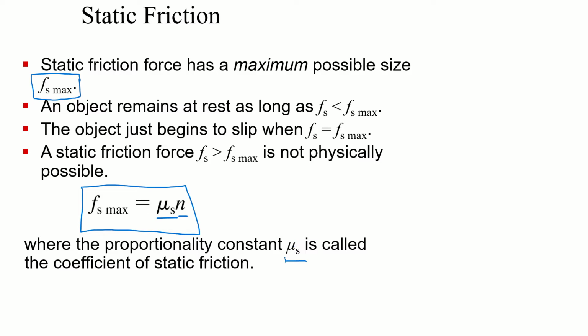And actually, in the textbook, there is a table of coefficients of static friction you can use. If this is wood on concrete or rubber on concrete or wood on wood, it'll give you the coefficient of static friction for those two materials.